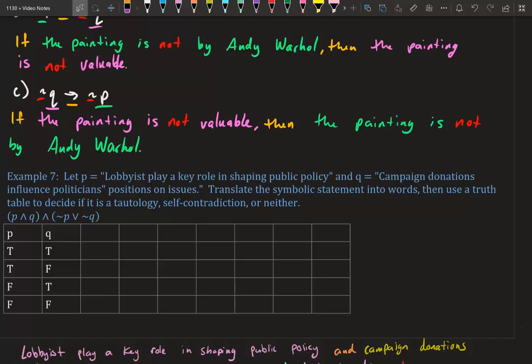Alright, example 7. Let P equal lobbyists play a key role in shaping public policy, and Q, campaign donations influence politicians' positions on issues. Let's translate the symbolic statement into words, then use the truth table to decide if it's a tautology, self-contradiction, or neither. Alright, I already actually did put it into words. So we have P and Q, and negation P or negation Q. Let's write it on our truth table.